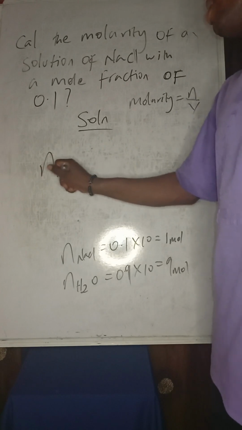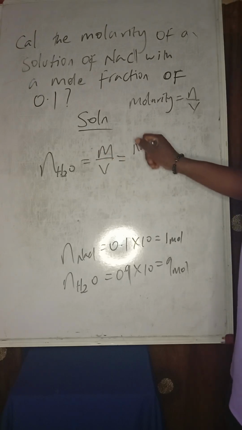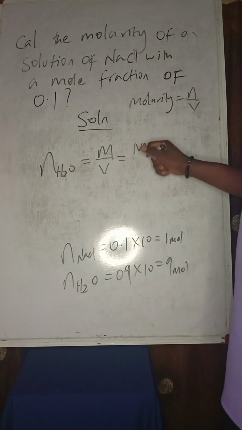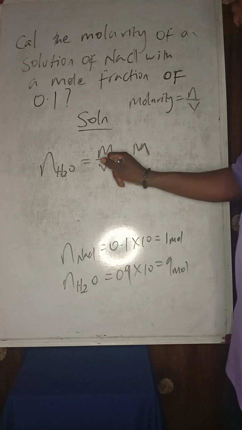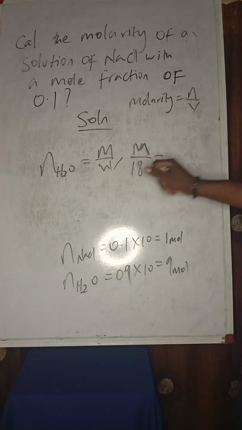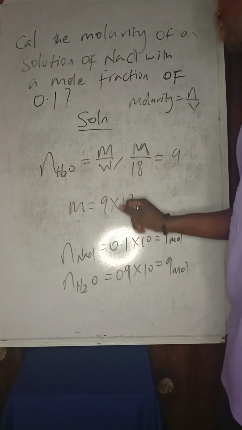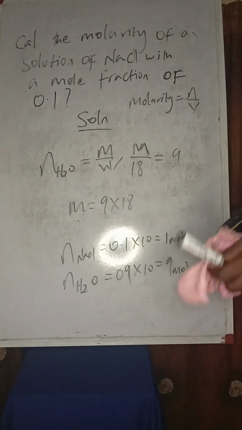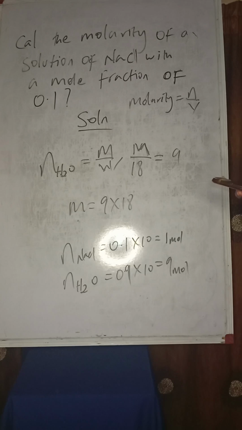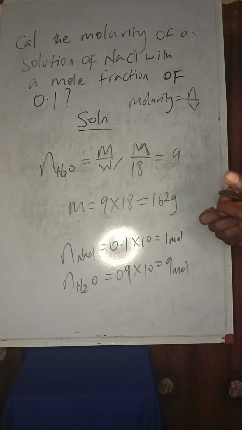For water, the number of mole of water is mass over molar mass. The mass of water is unknown. The molar mass of water is 18. So the number of mole of water is 9. Therefore the mass is equal to 9 times 18, which is 162. So the mass of water is therefore 162 grams in 10 moles.